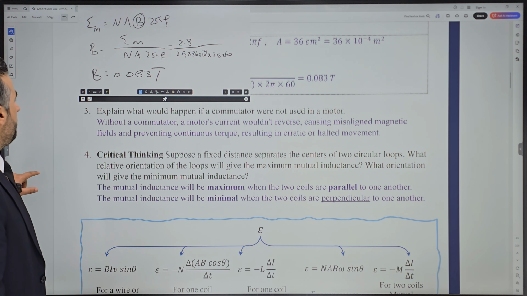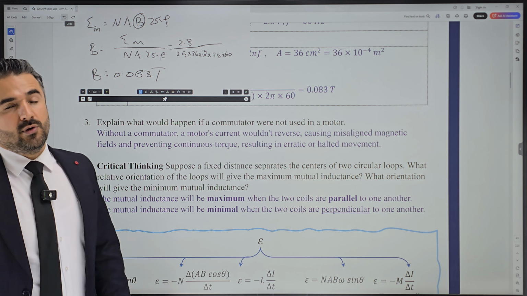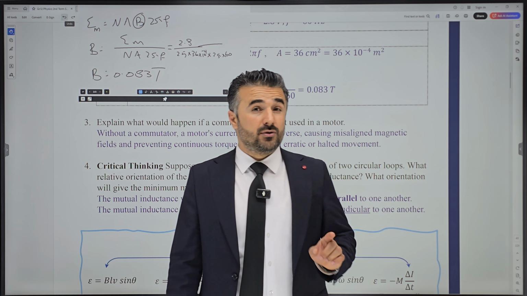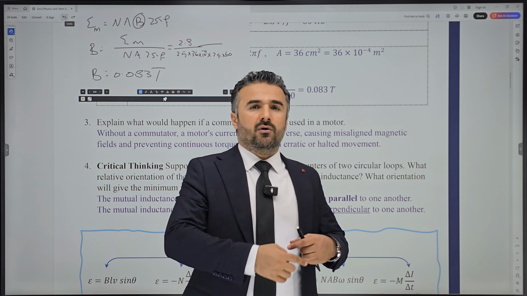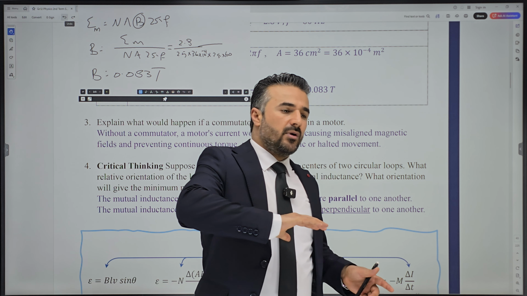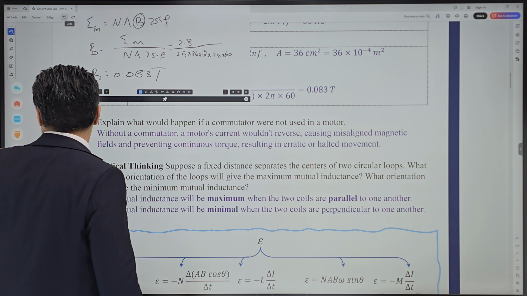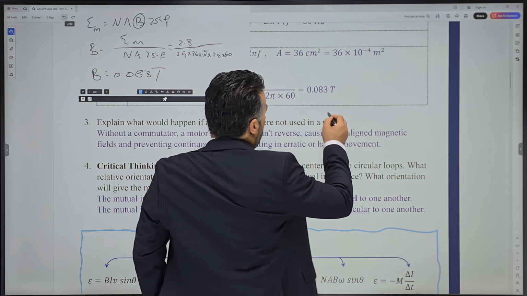Explain what would happen if a commutator were not used in a motor. The main job of a commutator in motors is to reverse the direction of the current so that the coil will rotate only in one direction. The coil will rotate half a cycle forward and half a cycle backward because the direction of the current will not be reversed.